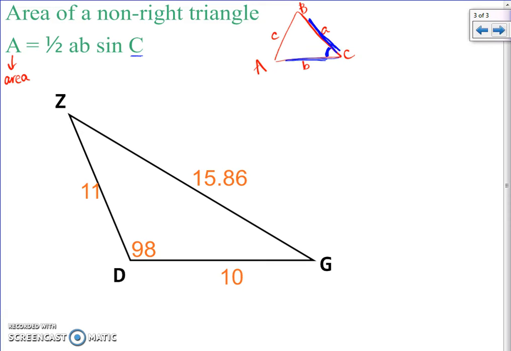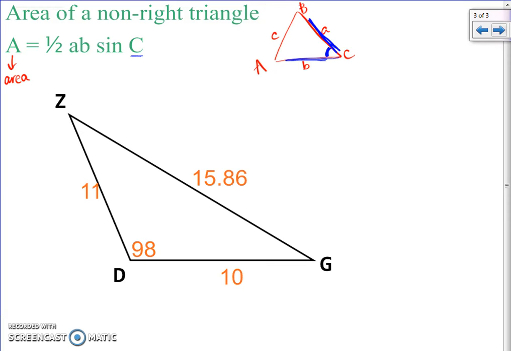Okay, now you'll notice it's not always going to be A, B, and C. For instance, on this triangle, we have Z, D, and G. But looking at this picture up here, what objects are we always going to use? We have an angle, and then what? The two sides that are surrounding that angle, right? So we're never going to use the angle and the side that's across from the angle.